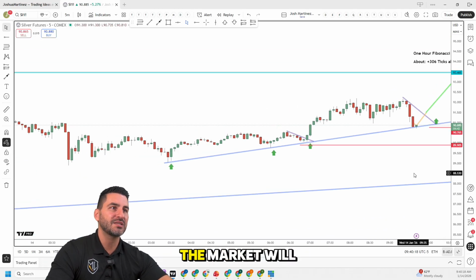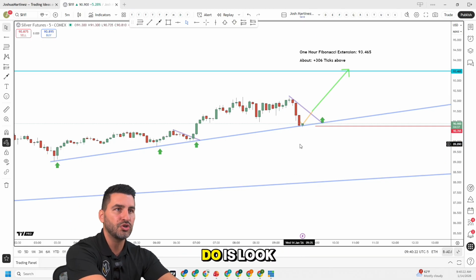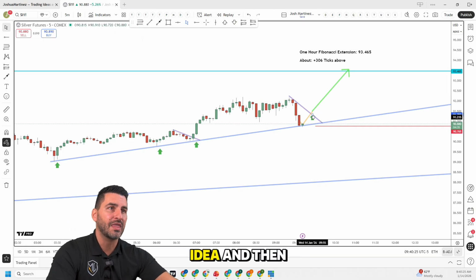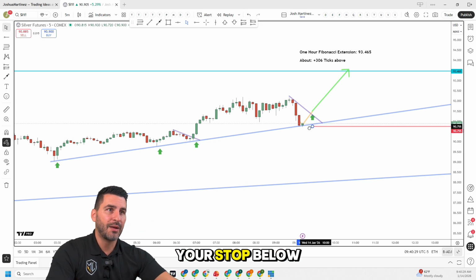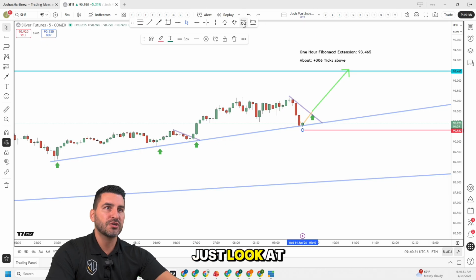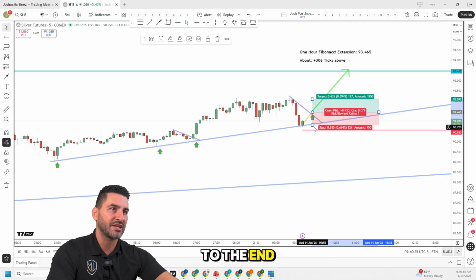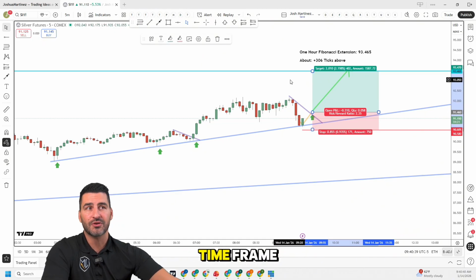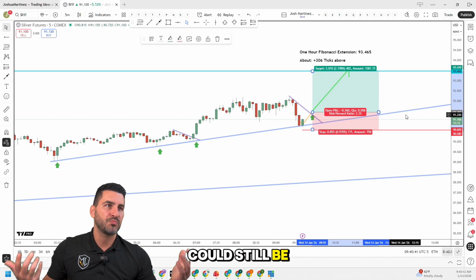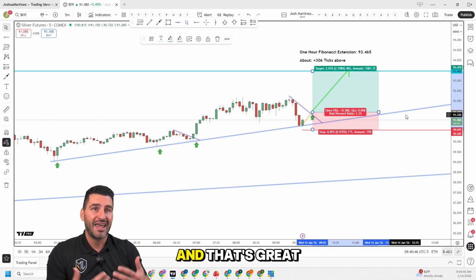For this week's idea, I'll say let's do that again, right? There's no guarantees the market will bounce bullish, but if it does, if it breaks the counter trend line, what you could do is look for a long idea and then look to take action and then place your stop below the U-turn. And if we just look at quick hypothetical risk versus rewards of where we are right now to the end goal of mine, look how much smaller your risk is compared to like the 1 hour time frame, and your reward could still be 235% of your risk. And that's great trading.